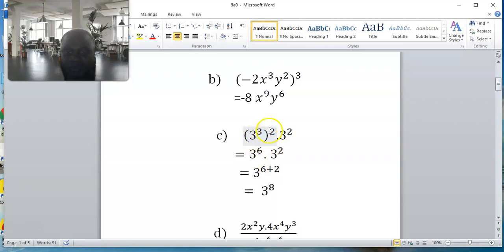exponent 3 is multiplying this exponent 2, so it's going to be 3 times 2, which is 6, dot 3 exponent 2. Remember the rule, the exponential law: when it is multiplying and the bases are the same, because this base is 3, this base is 3, you have to add the exponents. So it's going to be 6 plus 2. So we are going to have 3 exponent 6 plus 2. 6 plus 2 is what? 8.